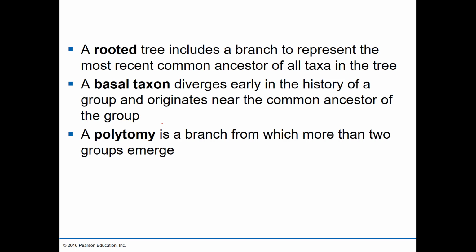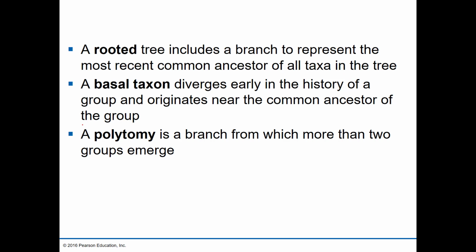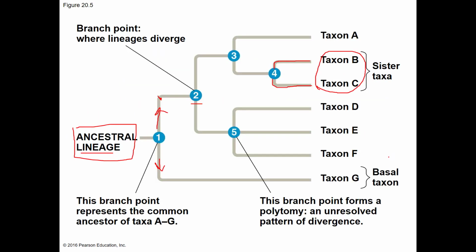A rooted tree includes a branch to represent the most recent common ancestor of all the taxa in a tree. Basal taxa diverge early in the history and originate near the common ancestor. So right here, number 1, this is a rooted tree because we have a common ancestor right here. And then that basal taxon, these guys right here.